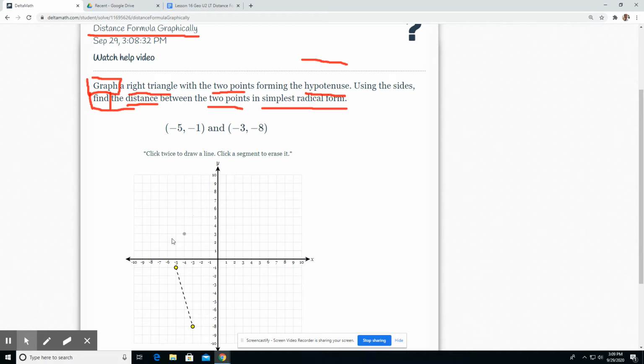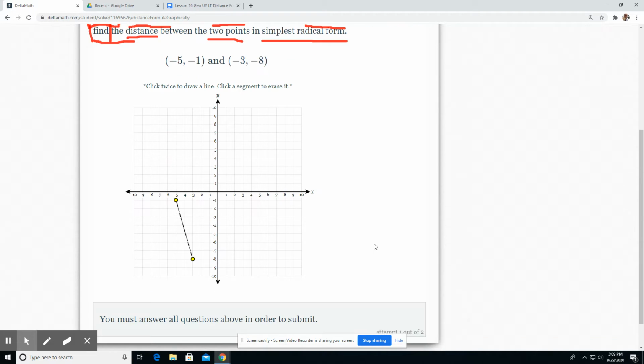So it looks like -5, -1, that's 1 point. And -3, -8, that's the other point. Okay, so they click twice to draw a line. Looks like we've done that.